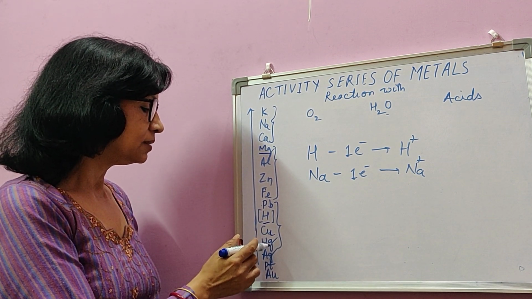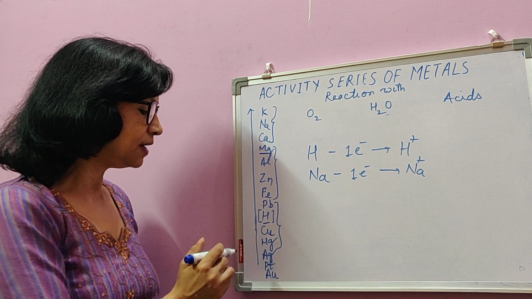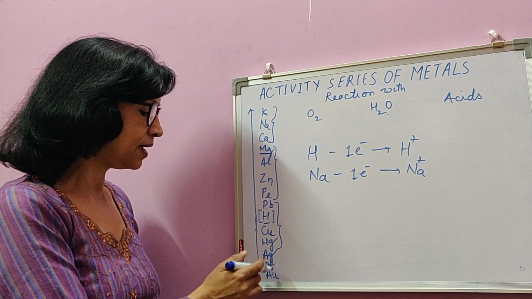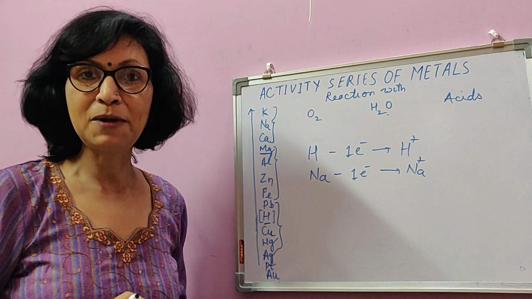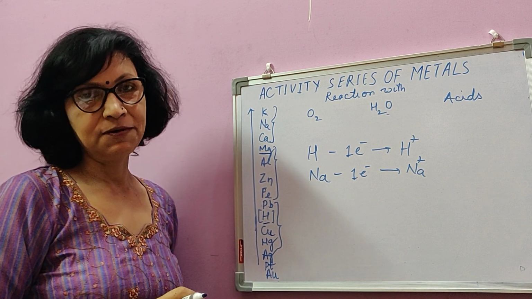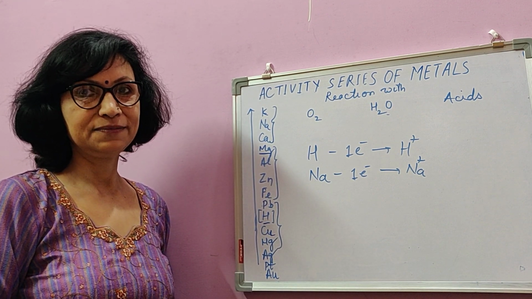Mercury is even less active than copper, silver is even less active than mercury, platinum is less active than silver, and gold is even less active than platinum. So that is why they have got these positions in the activity series of metals.